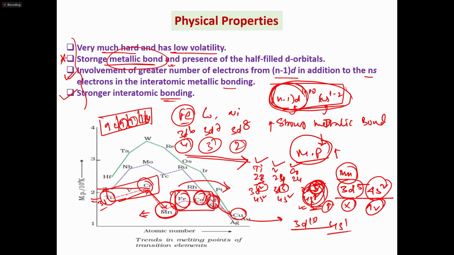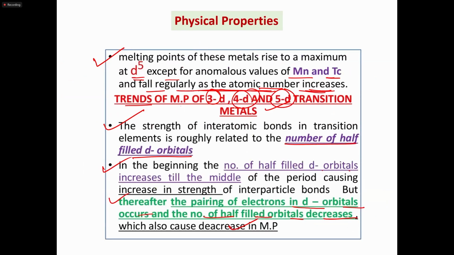decreases. But in the case of titanium and vanadium, there are lots of unpaired electrons. Whatever electrons are present in the d orbitals, these electrons are unpaired. So that's why in that case the metallic bond is stronger and the melting point is higher. So these are the points. Here it is written.